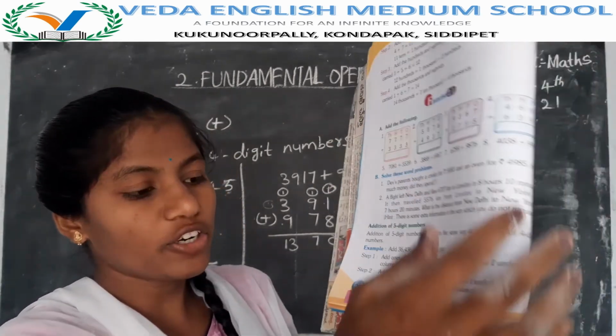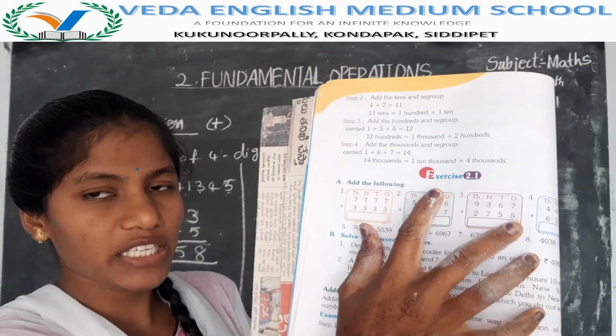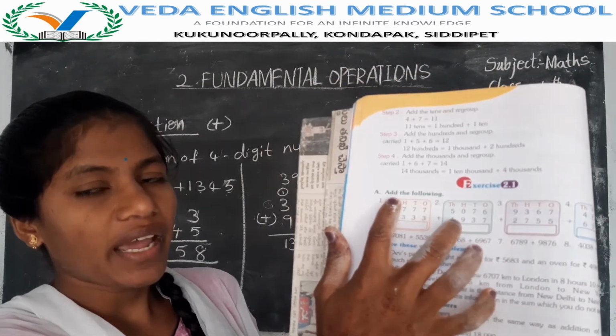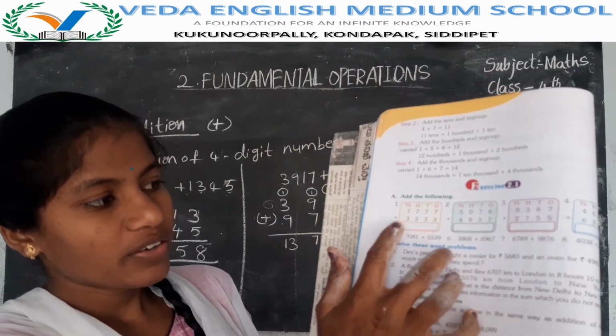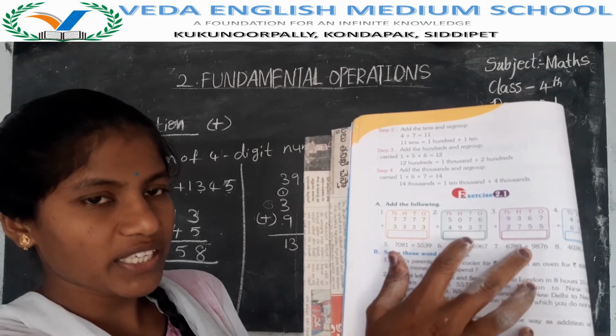Here, see in your textbooks, page number 24. On page number 24, we have exercise 2.1. In exercise 2.1, we have a bit. Add the following. They have given boxes for ones, tens, hundreds, thousands. You have to complete this in the textbook.